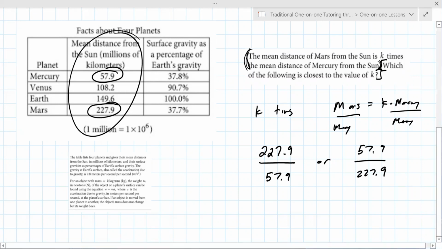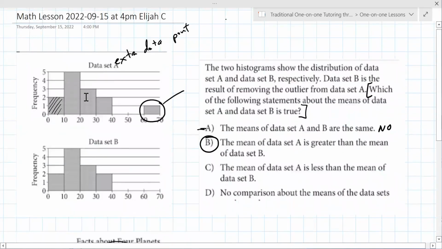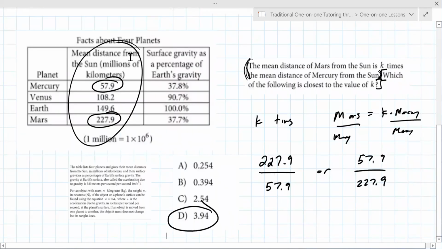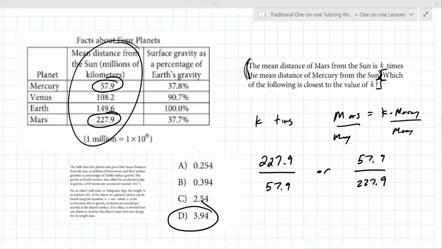K equals 3.936. Okay. So here's the answers. Which is the correct answer? D. Yes. So when there's two tables, or two charts, it is good to quickly scan and ask what's the same, what's different about them, but it doesn't always work. Some of the strategies do help, some don't. There's no one size fits all for this.